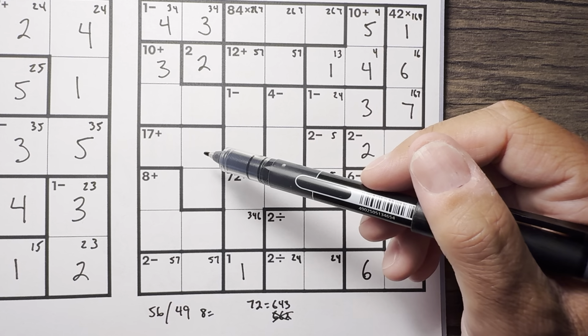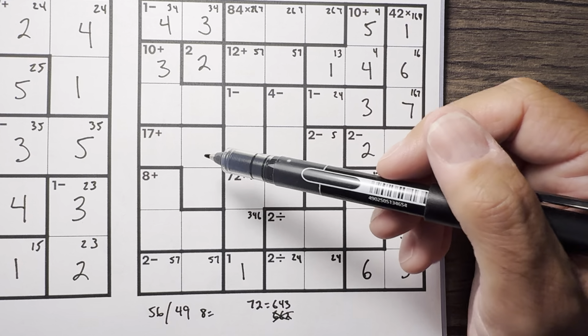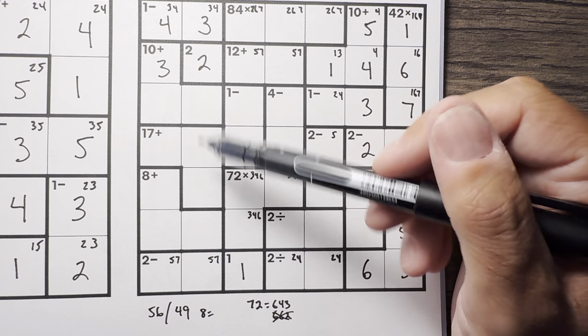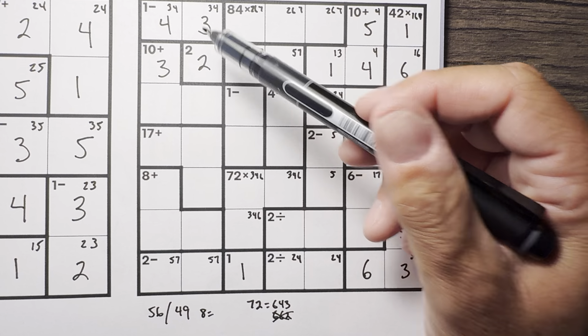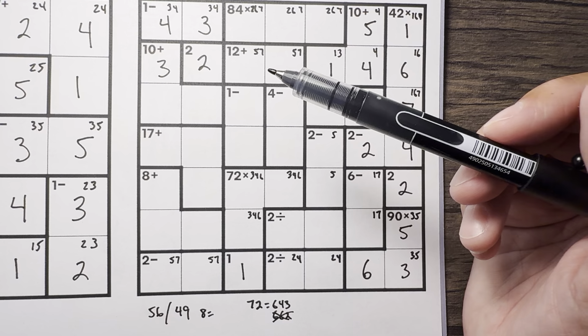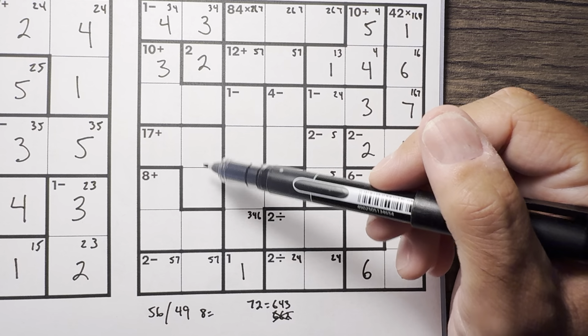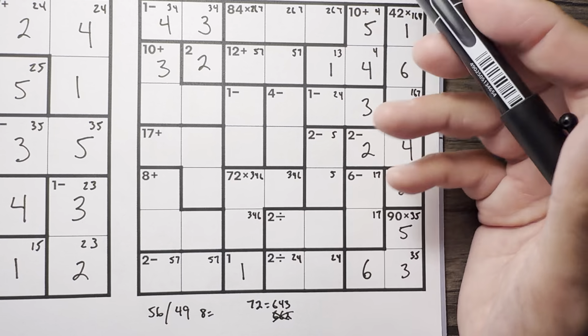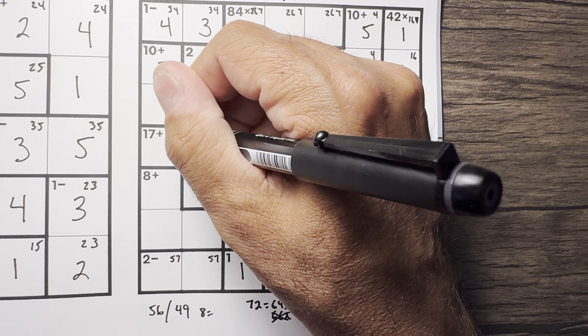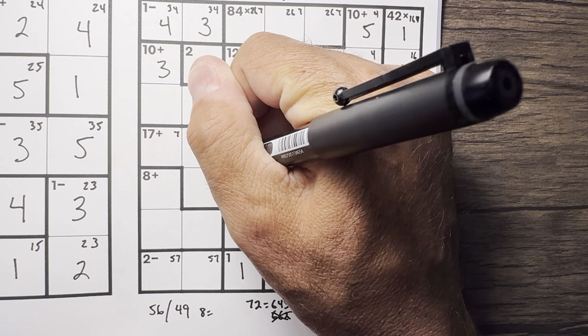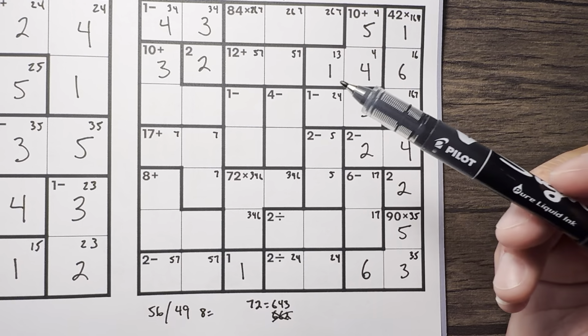5, 5, 7, 6, 4, 7. 7, 7, 3 is out. Can't use any 3s. Okay, that did not help. But there's a 7 in here. We know that. We just don't know where or what it goes with.